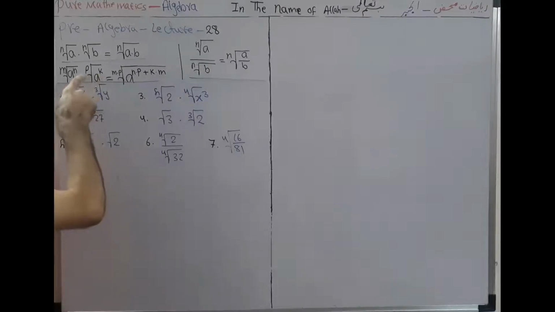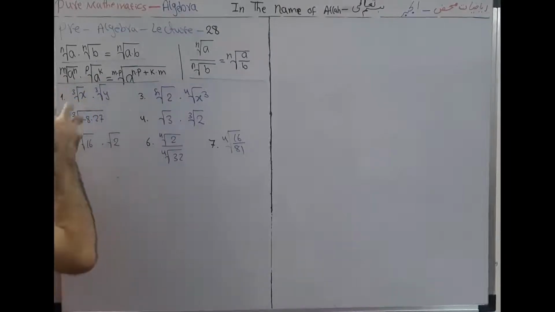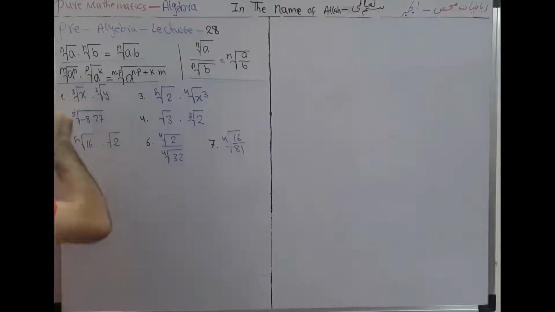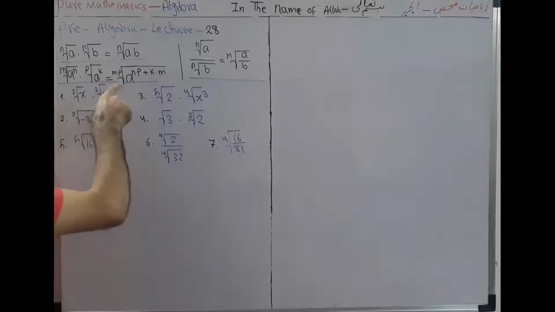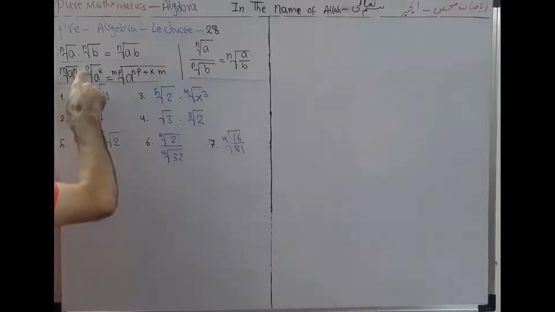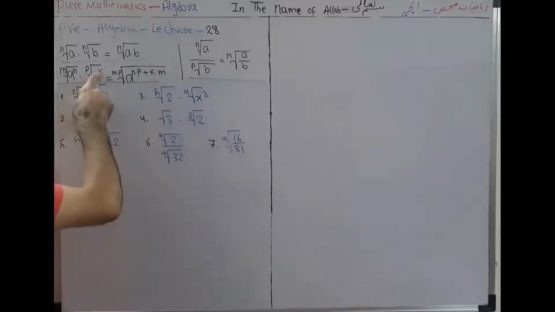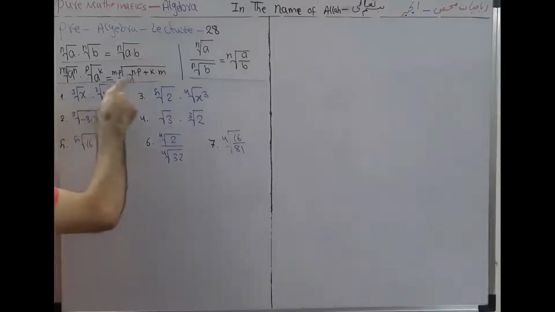If the indices of the radicals are different, then we multiply both indices. Here we take a new radical, and a to the power n multiplied by the index of the other root p, n multiplied by p, plus the exponent of the second base k multiplied by the index of the other root, k multiplied by m.